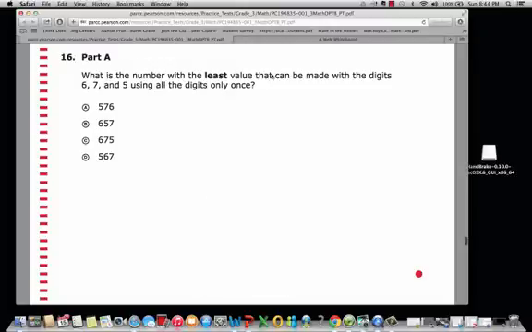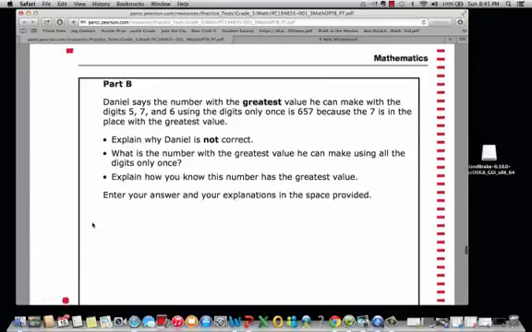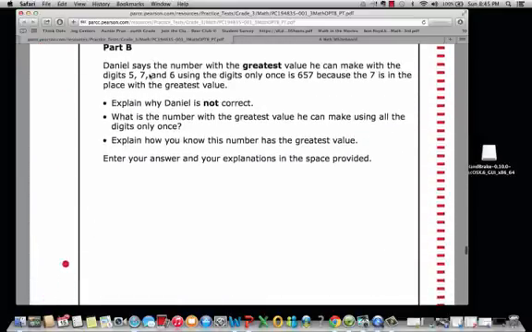What is the least value that can be made with the digits 6, 7, and 5 using all the digits only once? A couple of you overthought this and thought that you had to have multiples of 6, 7, or 5 for some reason. You did not. They were testing that you realized that the hundreds place in the place value has the most value. So the least number overall would be 557. That was D.